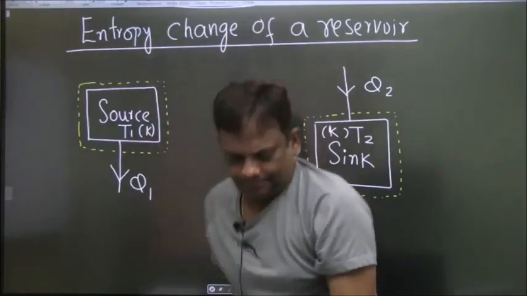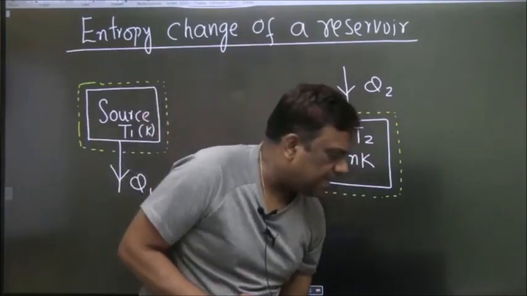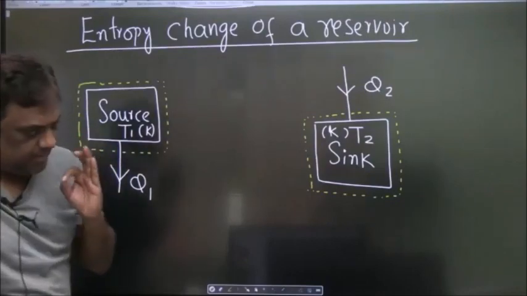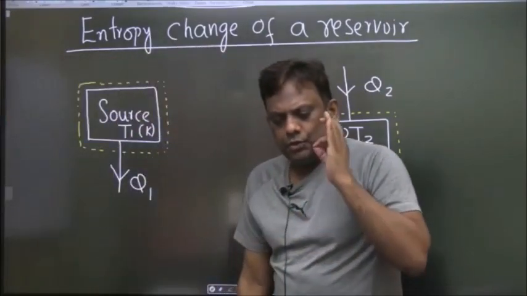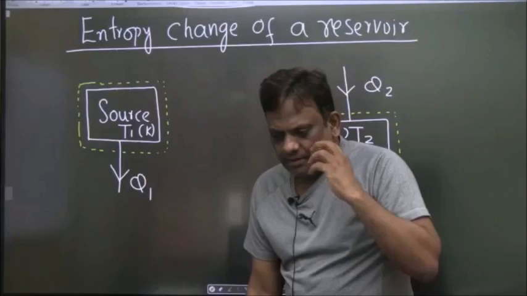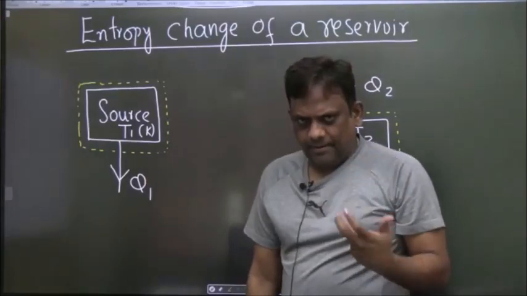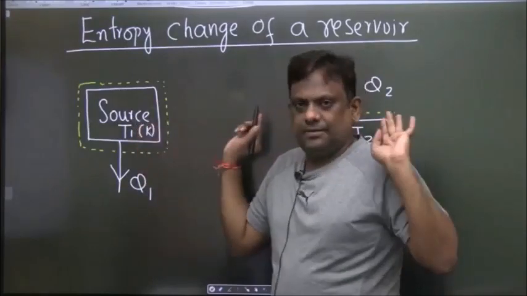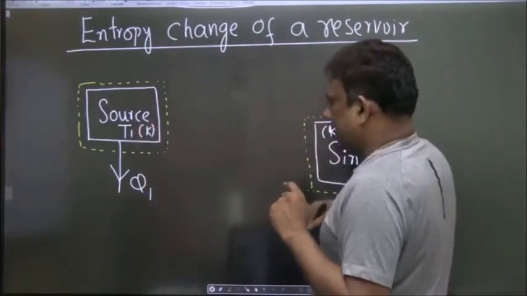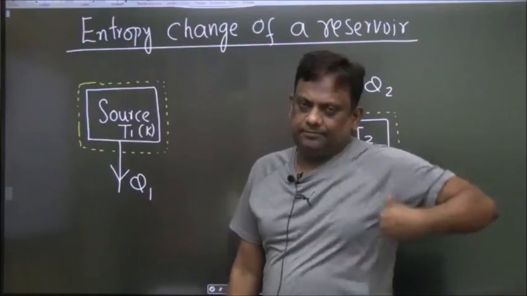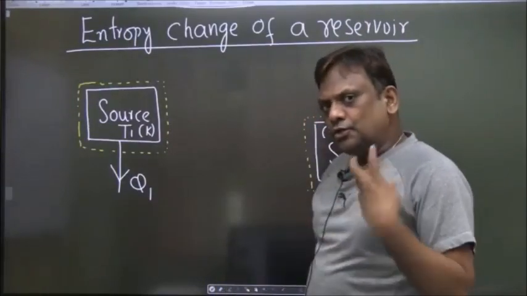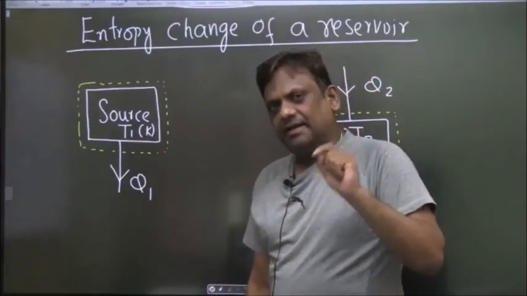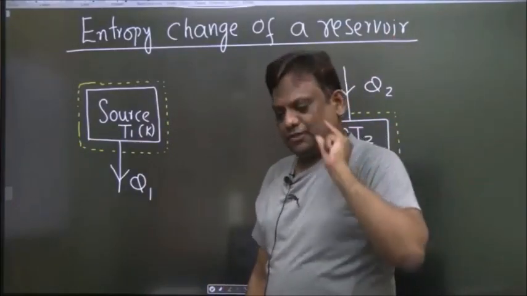Chalo. Now, let's not waste time. Please observe, my dear students. I told you very clearly in my earlier classes, source and sink. Source, it is supplying, still its temperature is constant. Sink, it is absorbing, still its temperature is constant.